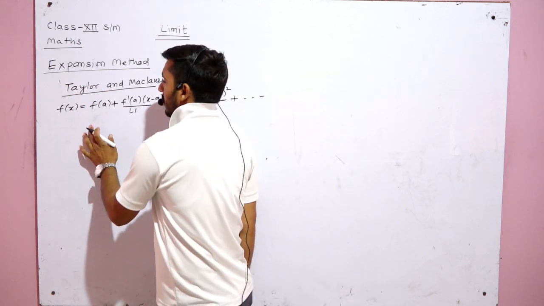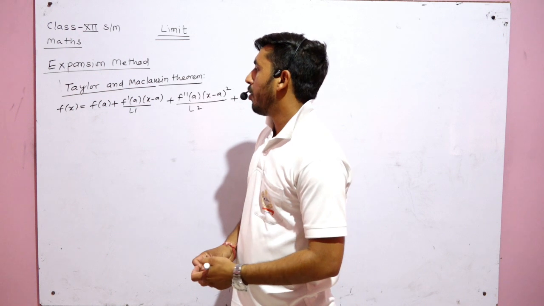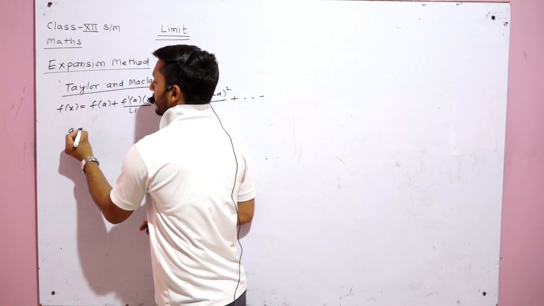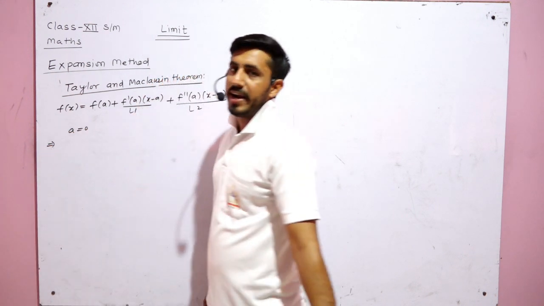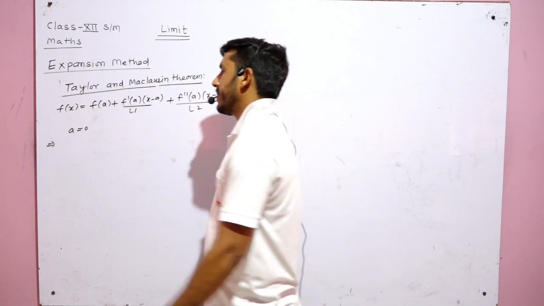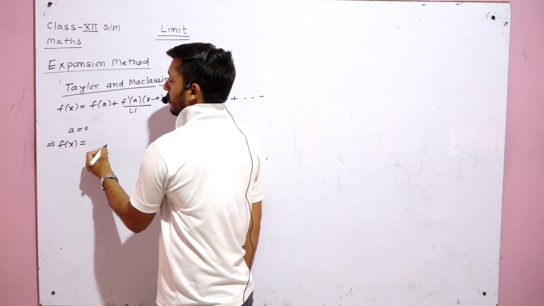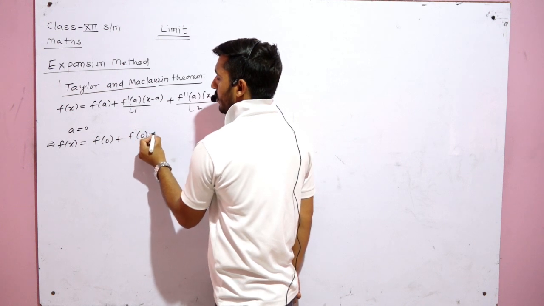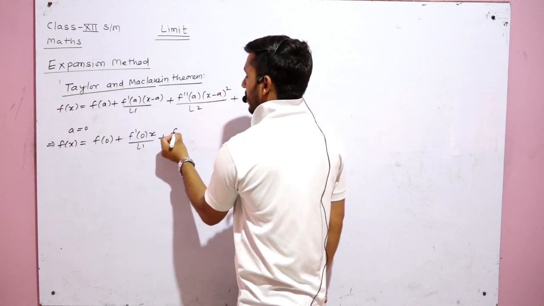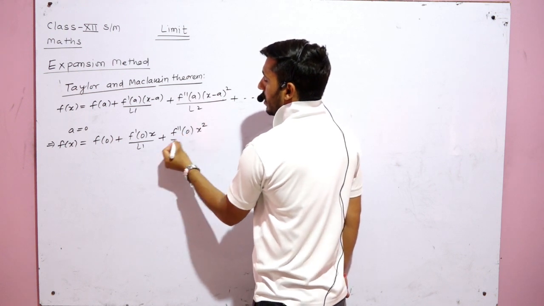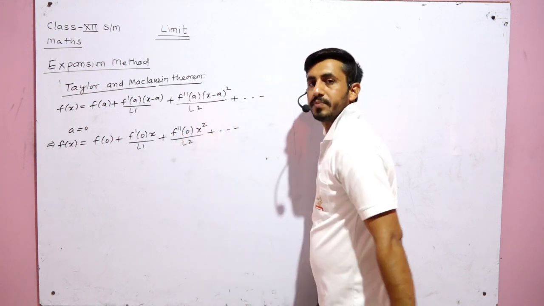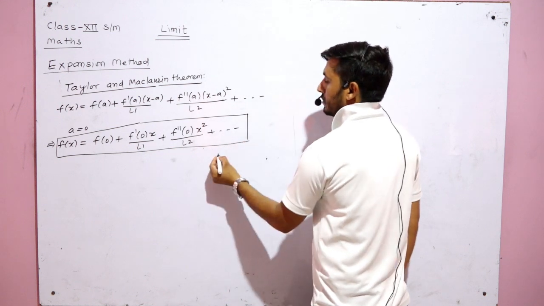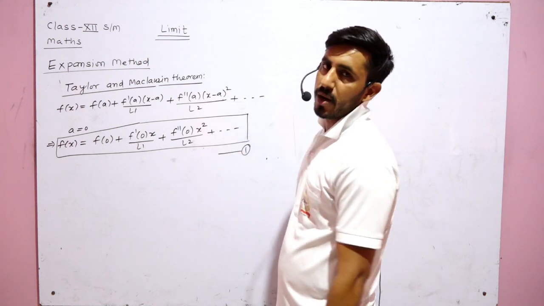Then first we will take the value of a as 0. If I am taking the value of a equal to 0, then the simplified Taylor or Maclaurin theorem will be given as f(x) is equal to f(0) plus f dash of 0 into x upon factorial 1 plus f double dash of 0 into x square upon factorial 2 plus and so on. I am taking this as equation number 1.